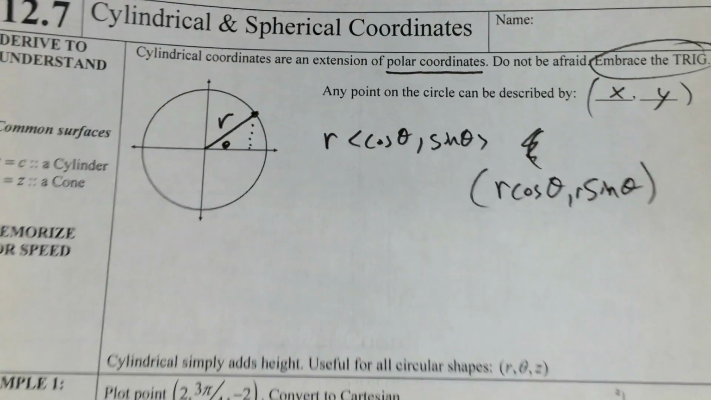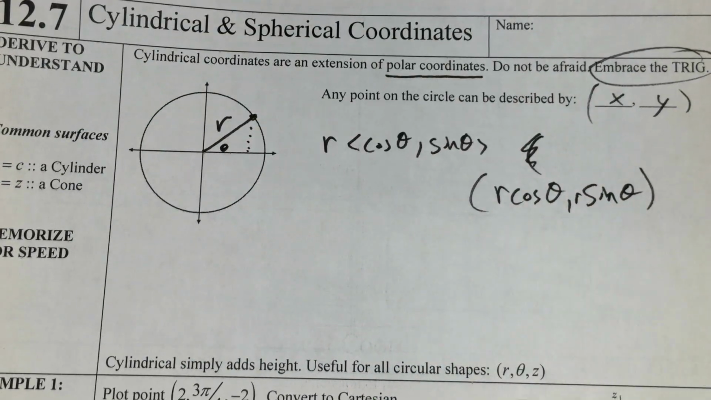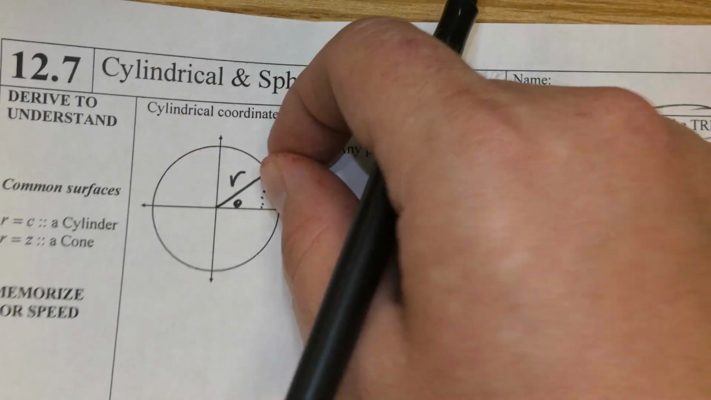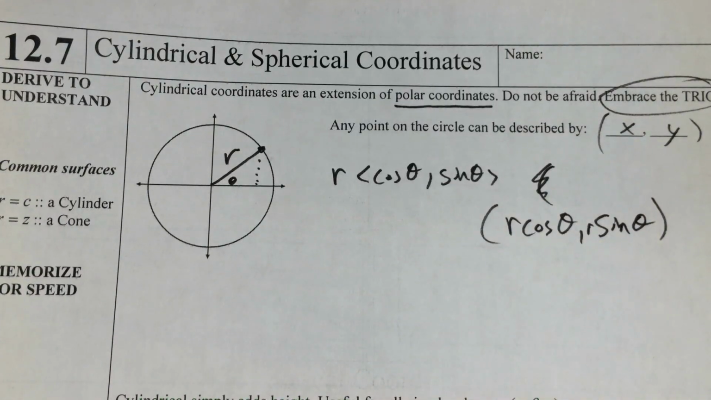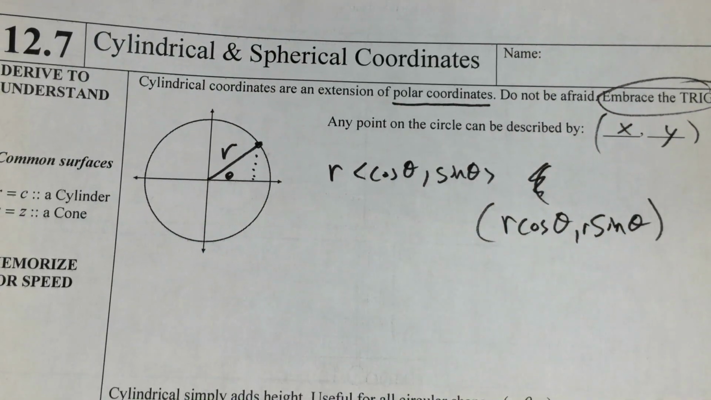And thankfully, cylindrical coordinates are kind of nice. Not a whole lot to worry about. Cylindrical coordinates just take this and add a z. I take this and I add height to it. I take this and I put it into the ground. That's all cylindrical coordinates are doing, is taking your polar and extending it into 3D.